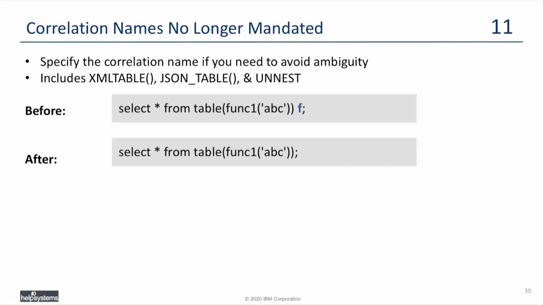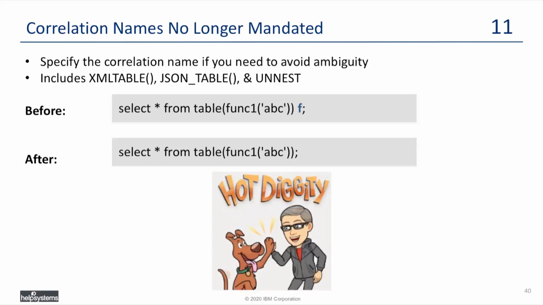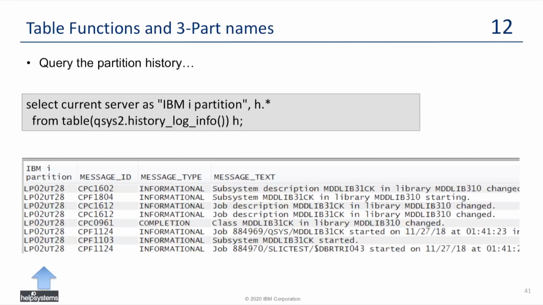So if you're at the latest DB2 PTF group levels, you don't have to specify that F. So it's a little bit easier to code the table functions, which is a nice thing for the SQL user. Hot diggity dog, that's what I said when I got that enhancement. Good job.